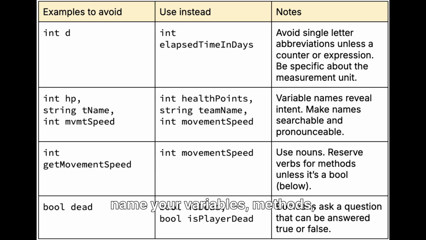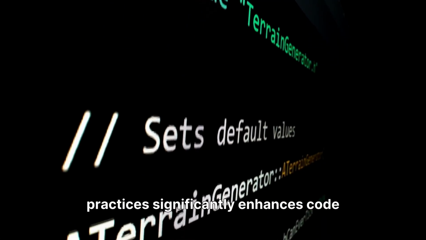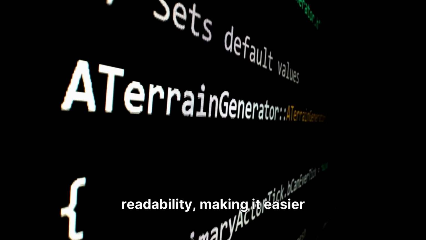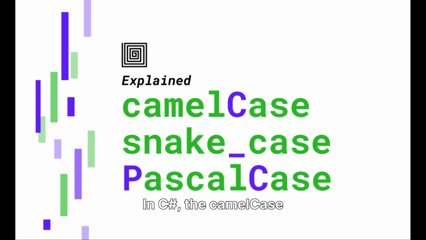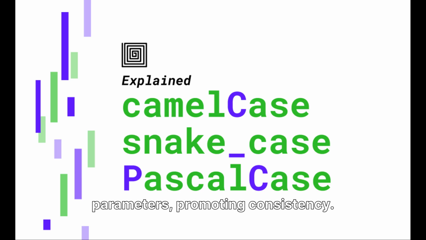Now let's explore essential naming rules, which are established conventions and guidelines for how you effectively name your variables, methods, and classes within your code. Adhering to good naming practices significantly enhances code readability, making it easier for others and your future self to understand and maintain.